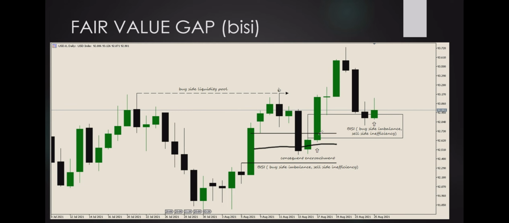Look at this green candle, very massive. Now look at the candle before and after, small and small. What does that mean? It means it is likely that price comes back into that and then buys again. So the high of the candle before is at this point here, and the low of the candle after is at this point here. I had this rectangular box drawn like that, and then I labeled it as BISI, buy side imbalance, sell side inefficiency, which is a form of fair value gap.